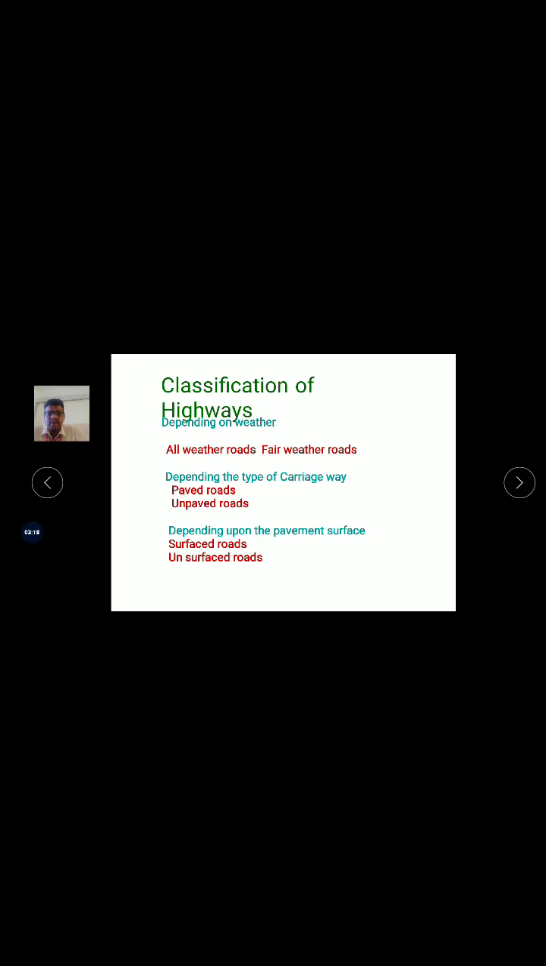The third one is depending upon the surface. One is surfaced roads and the other is unsurfaced roads. Unsurfaced roads come under uneven roads, which are meant for some temporary roads. These come under unsurfaced roads. Next is the classification of highways. Based on highway classification, the factors are: one is traffic, the second one is load, and the third one is based on the location.